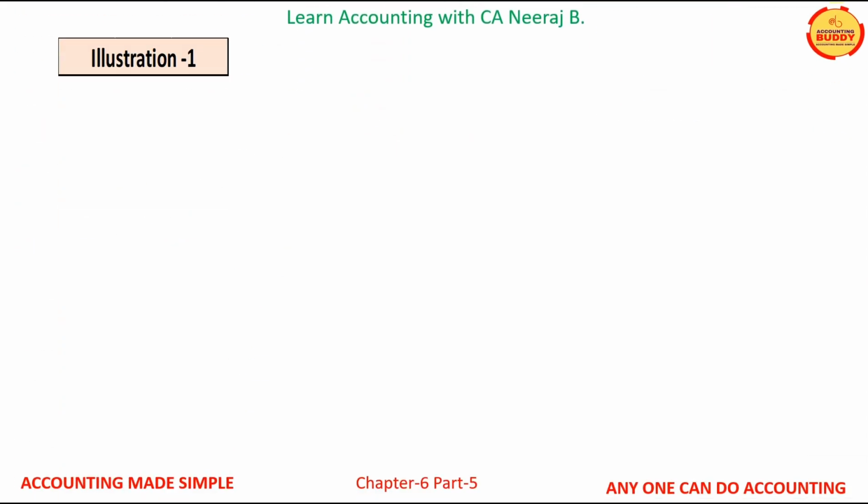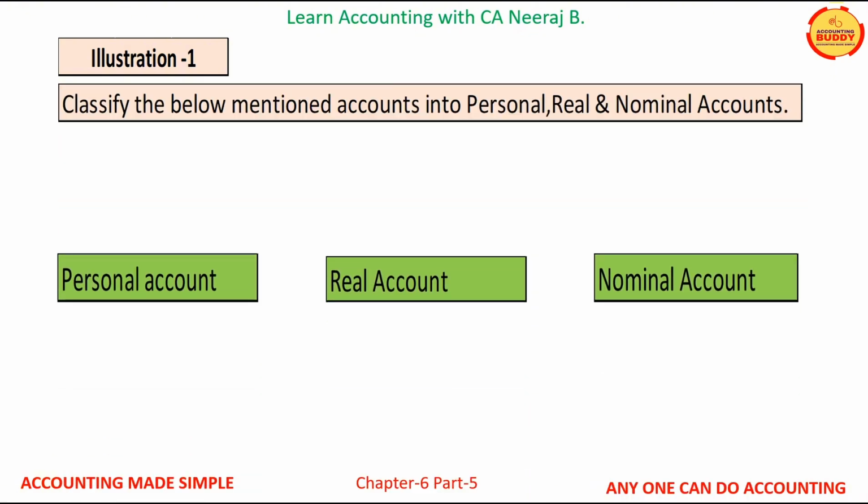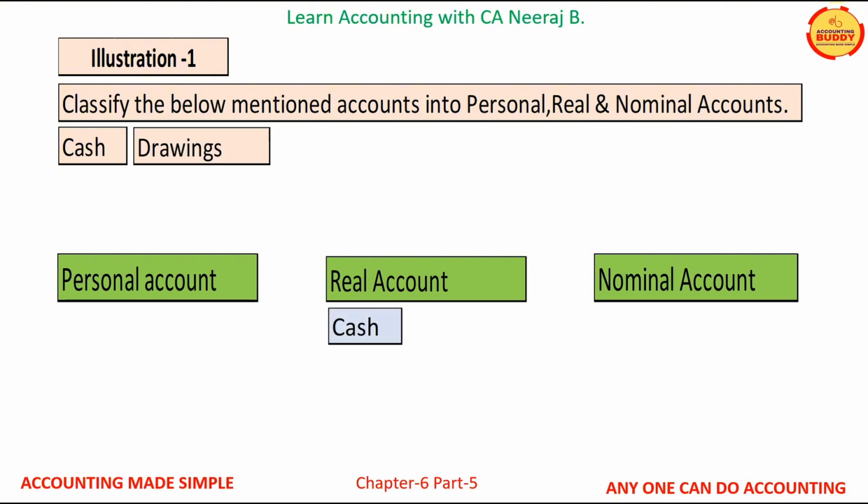Let us practice our understanding with an illustration. Classify the below mentioned accounts into personal, real, and nominal accounts. First account is cash. We know that cash is an asset, therefore, cash is a real account. Second account is drawings. Drawings are the amount withdrawn by the owners for their personal use. Therefore, drawing is a personal account.